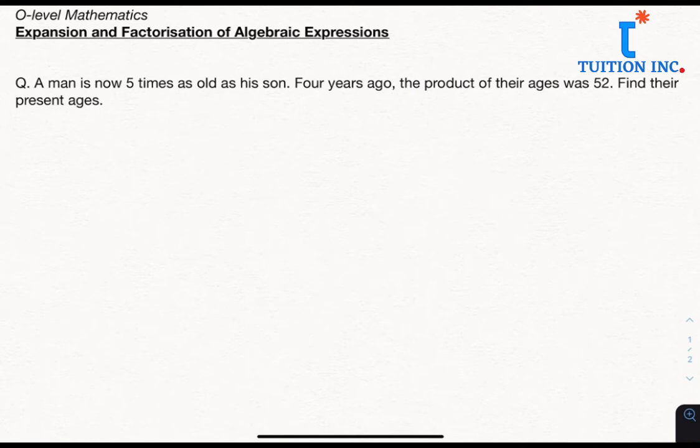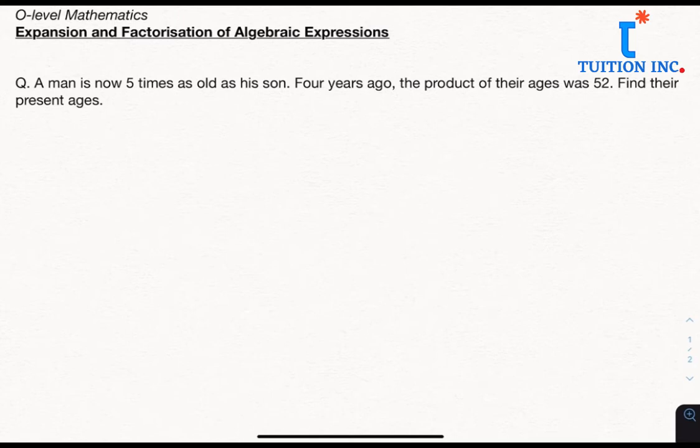Today we'll be doing a maths question which is from one of the most important topics, the expansion and factorization of algebraic expressions. Let's start with the question. The question says, a man is now 5 times as old as his son. 4 years ago, the product of their ages was 52. Find their present ages.